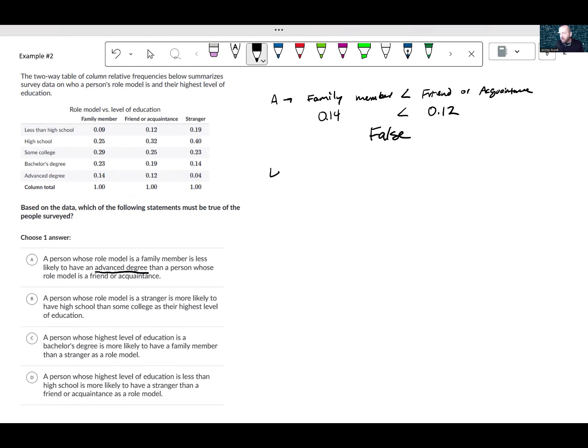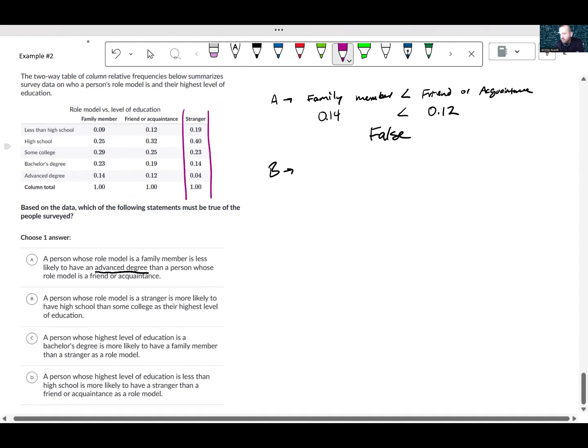Okay, for letter B, it says a person whose role model is a stranger is more likely to have high school than some college as their highest level of education. So now we're going to look at the stranger column. We know that that column adds up to 100%, and we're comparing two values from it. So the stranger column for high school is 0.40, and some college is 0.23.